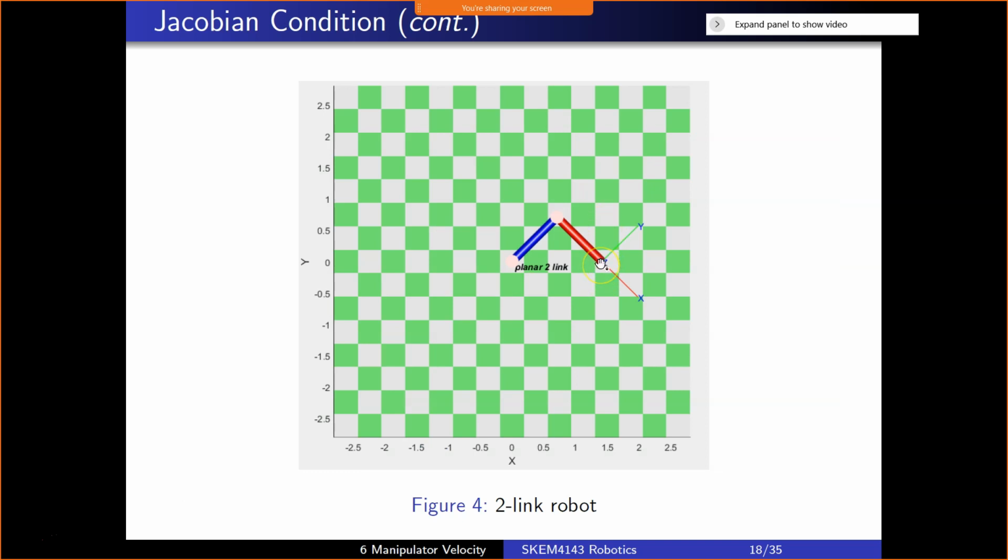That means Vx, I have no motion in x direction, but I have motion in y direction.